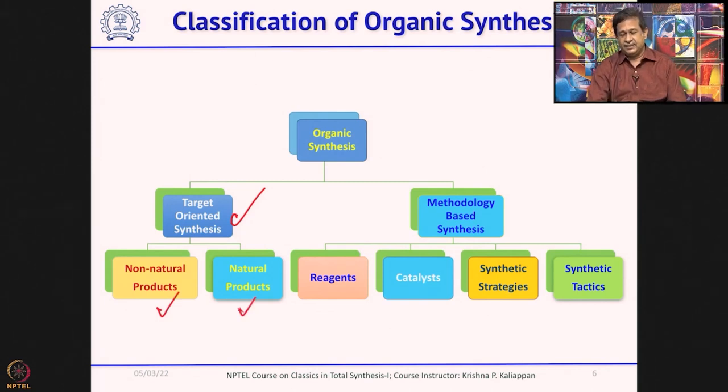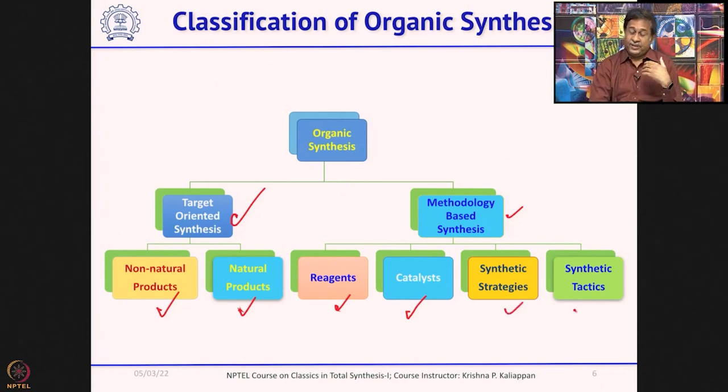The second type is methodology-based synthesis, which means that you develop a methodology. That methodology could be a new reagent, and the best way to test the use of your reagent is to apply it in the total synthesis of a natural product. Then one can also develop a new catalyst. When you develop a new catalyst, you see how versatile it is, and the best way is again to apply it in the total synthesis of a natural product.